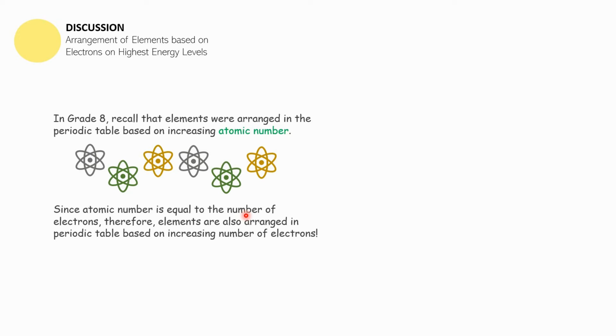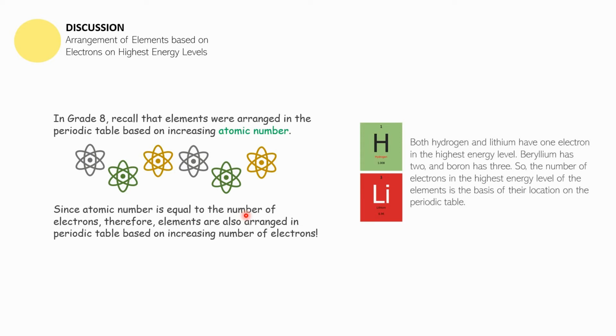So therefore, the elements are arranged in the periodic table based on increasing number of electrons and increasing number of protons. That's all there is to the formula, right? Now, in the case of hydrogen and lithium, they have one electron in their highest energy level. Beryllium has 2, whereas boron has 3.